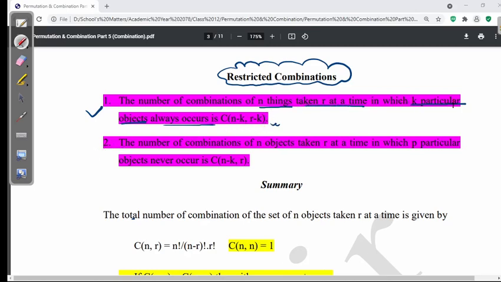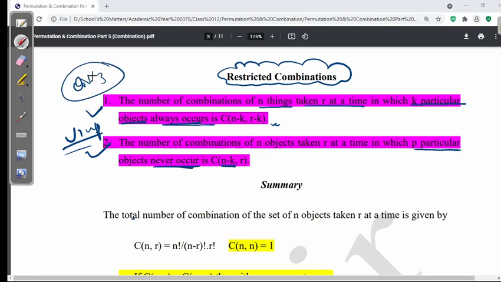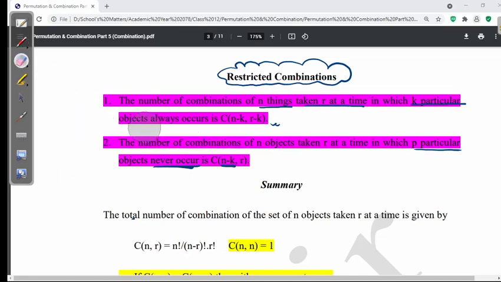If the number of combinations of n objects taken r at a time in which a particular object never occurs, in that case we have to subtract the value only from n, not from r. It is a very important concept. We have to apply it in question number 3 or question number 17, like that. Anyway, it is an important concept. If always occur, we have to subtract from both.